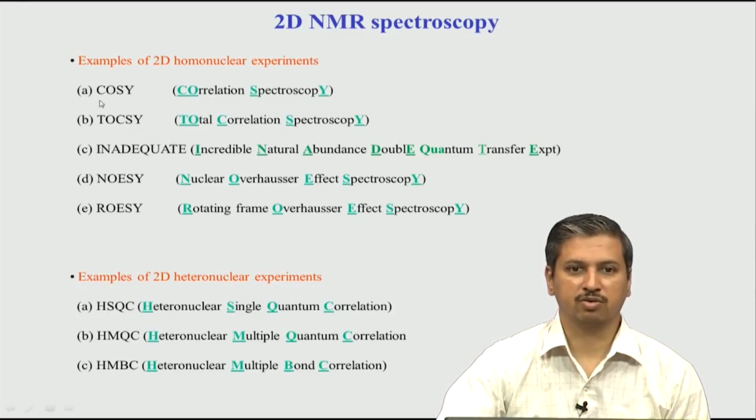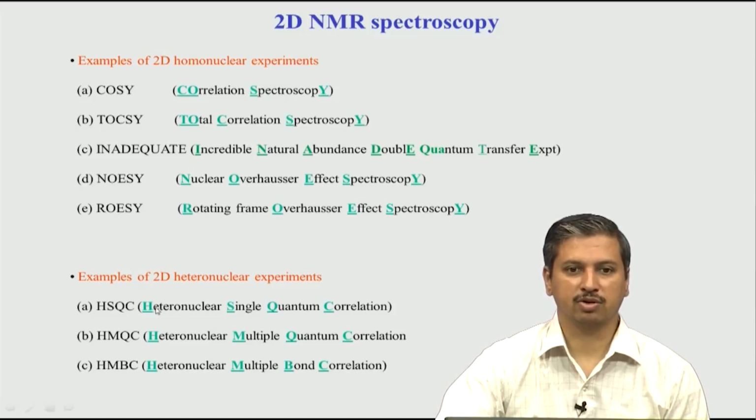So, COSY is the most famous 2D NMR experiment. In fact, it was one of the first experiments published, and 2D NMR started its beginning from there, by Richard Ernst, but the ideas were already known before he published. The word COSY comes from correlation spectroscopy. TOCSY comes from total correlation spectroscopy. So, we will see this as we go along. You can see there are many interesting acronyms, and these have become basically the jargon in NMR.